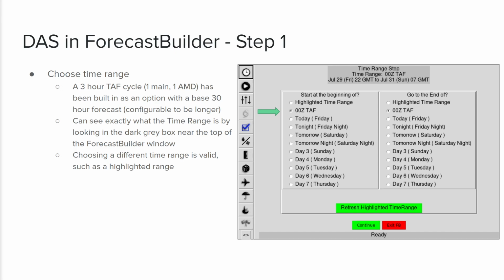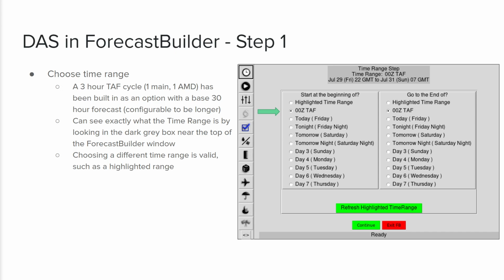A 3-hour TAF cycle has been built into ForecastBuilder with a default of a 30-hour TAF forecast. This length is configurable for your site and may be longer based on local needs or agreements with aviation partners. ForecastBuilder will show the next TAF issuance time just below the highlighted time range option.